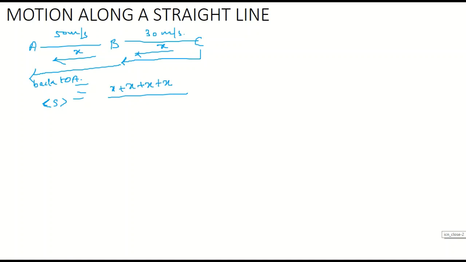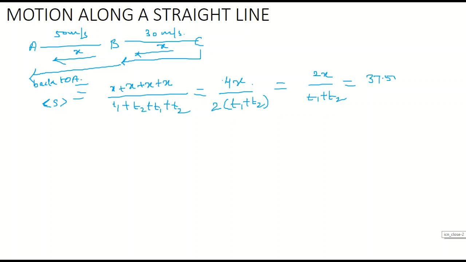Now what will be the total time, students? That is t1 plus t2 plus t1 plus t2. So it will be nothing but 4x upon 2 times t1 plus t2, so it will be 2x upon t1 plus t2. I think it will be the same as earlier, that is 37.5 meter per second. If you substitute the values of t1 and t2 and calculate, you will get the same answer, 37.5. But if I want to calculate the average velocity, then it will be 0.